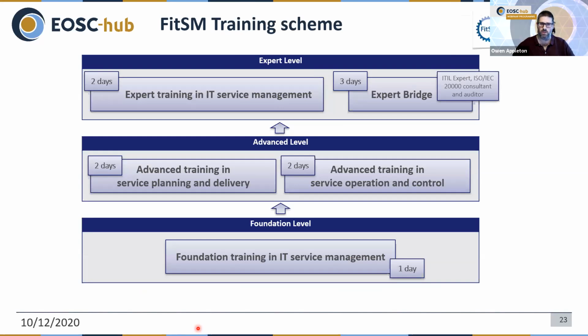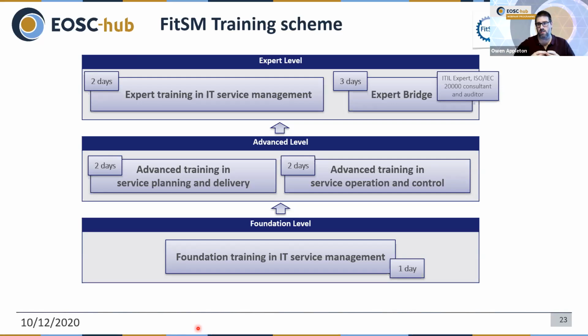I think we've all learned that virtual training, virtual conferences require more attention. So you can't run for an 8-hour day of training. People just burn out. So this is basically given over a day and a half now. There are 2 advanced level courses, which basically cover, when I showed the processes earlier, one set covers the more strategic processes, the other covers the more operational processes. 2 days for each of those.